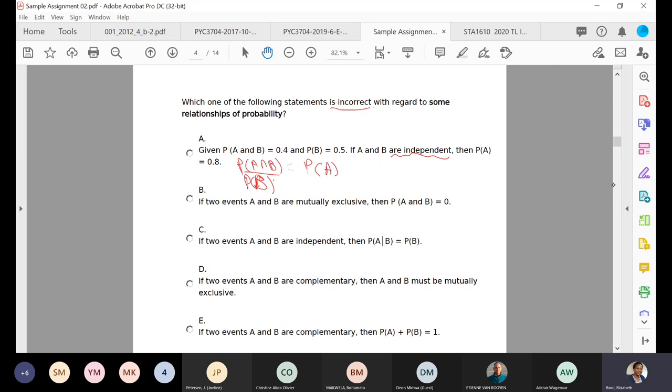If I want, I can move this to the other side so I can have space. The probability of A. So I can just substitute the values: 0.4 divided by 0.5. That is 0.8, which means A is correct. Moving on, if events A and B are mutually exclusive, then the probability of A and B is equal to zero. Is that true?